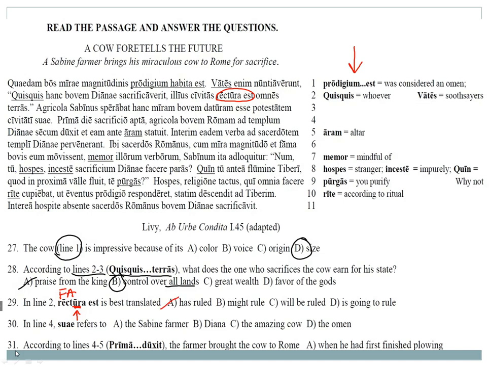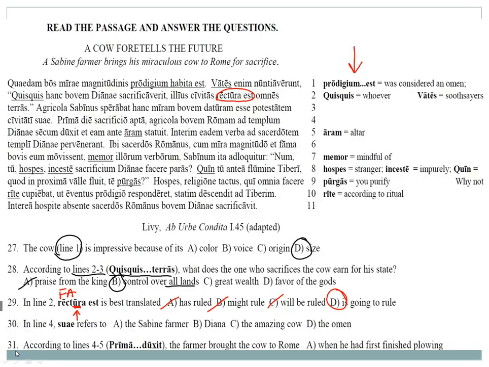So it's probably not "has ruled." It's probably not "might rule." Now I have "will be ruled" and "is going to rule." Both of those are kind of future-y. But rectura is a future active participle, right? So it's probably not "will be ruled," because that's passive. D, "is going to rule." Future-y and active-y. There you go.